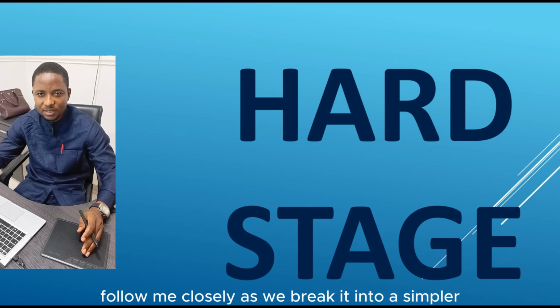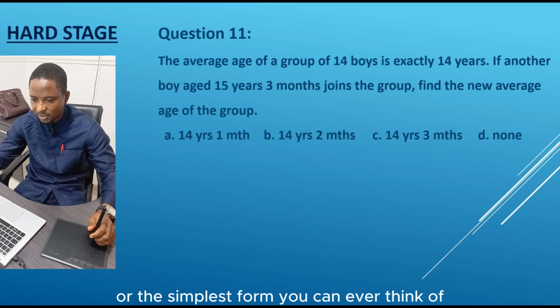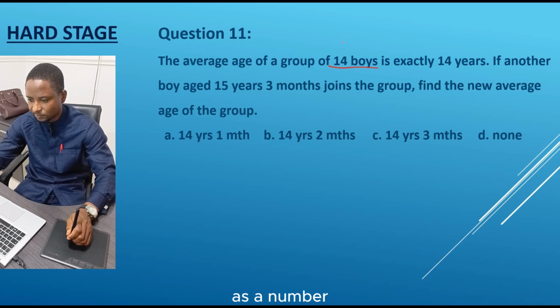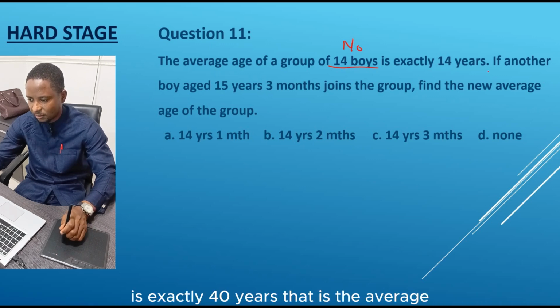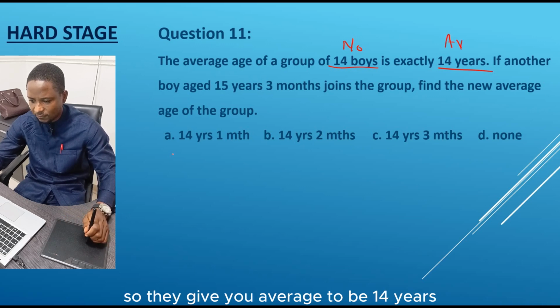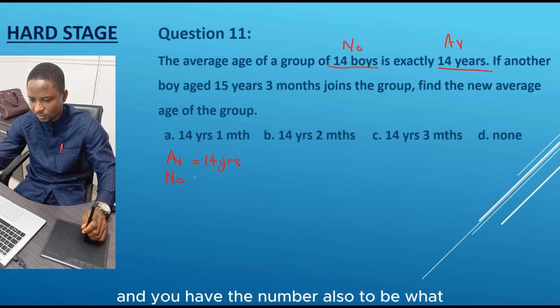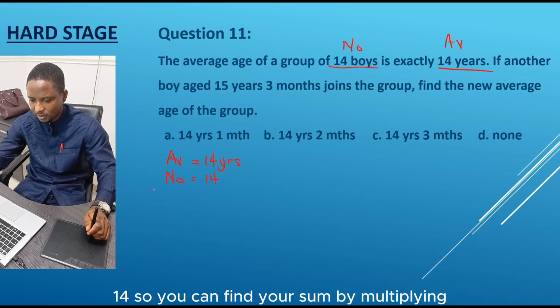And then follow me closely as we break it into the simplest form you can ever think of. Number 11. They said the average age of a group of 14 boys is exactly 14 years. That's the average. So they gave you the average to be 14 years, and you have the number also to be what? 14. So you can find your sum by multiplying.